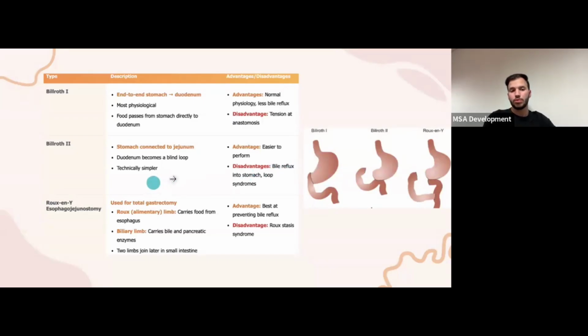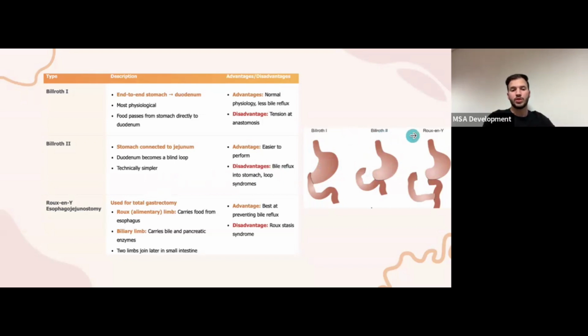Okay. Billroth 2: the stomach is connected to the jejunum instead of the duodenum directly. However, the duodenum will be like a blind loop. Its advantage is that it's simpler and easier to perform. However, we may have bile reflux into the stomach, and it may cause afferent loop syndrome.